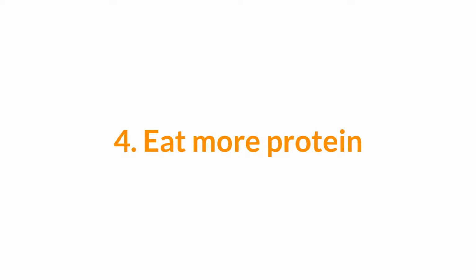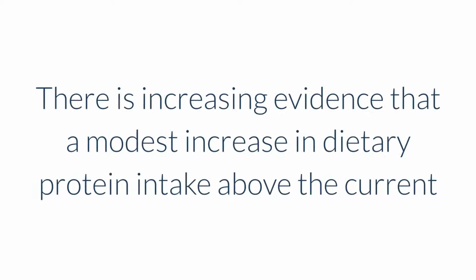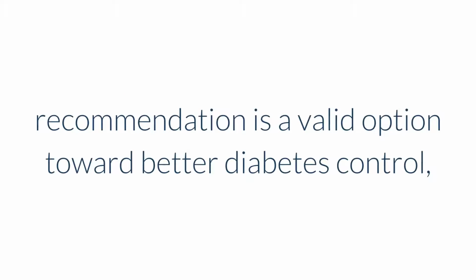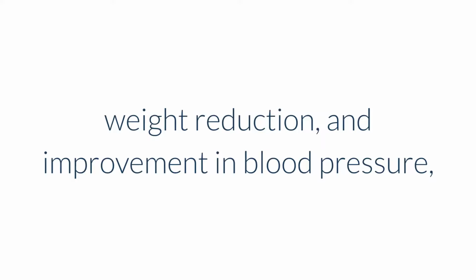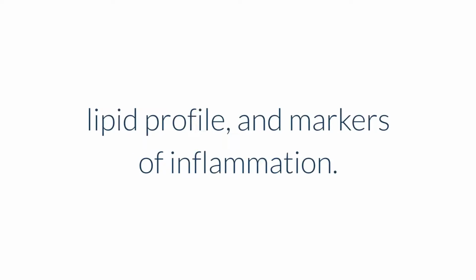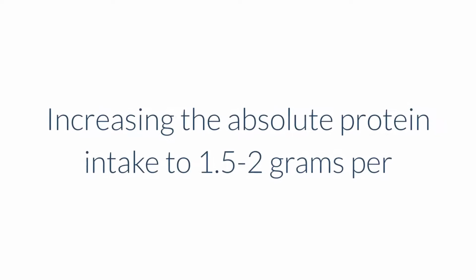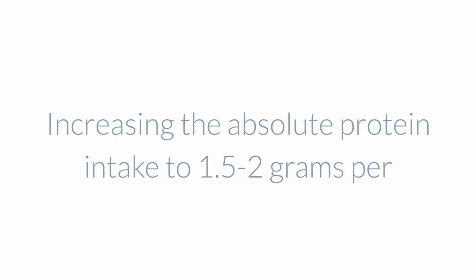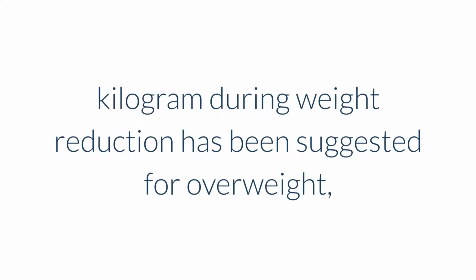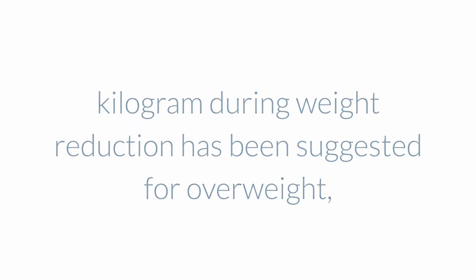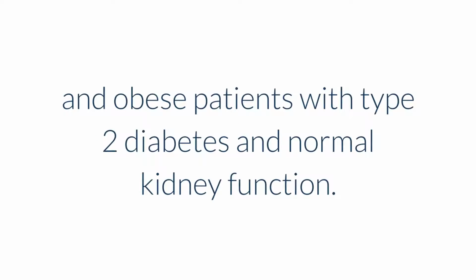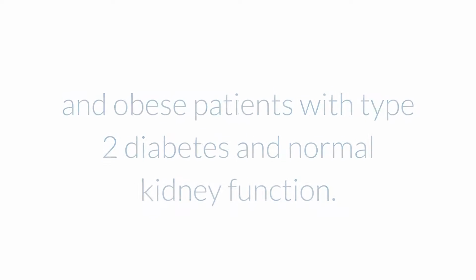4. Eat more protein. There is increasing evidence that a modest increase in dietary protein intake above the current recommendation is a valid option toward better diabetes control, weight reduction, and improvement in blood pressure, lipid profile, and markers of inflammation. Increasing the absolute protein intake from 1.5 to 2 grams per kilogram during weight reduction has been suggested for overweight and obese patients with type 2 diabetes and normal kidney function.